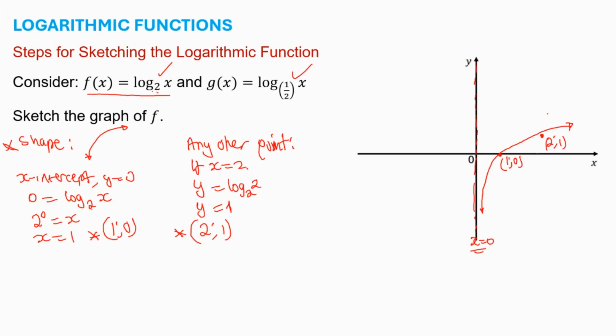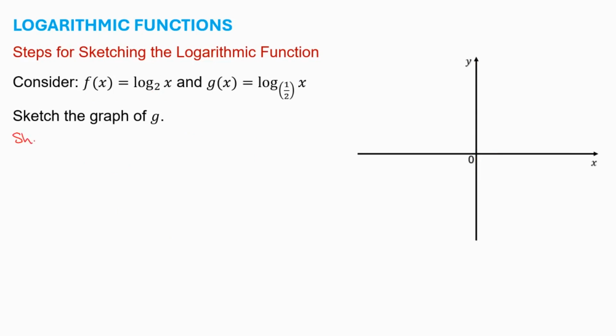We have sketched f of x, right? Let's do g of x. Let's start with the shape. The base is between 0 and 1, so it means the graph is going to be decreasing. It's going to be like this, okay? And then we go to the next thing, which is the x-intercept. X-intercept, y is equal to 0. So where there's y, we put 0.